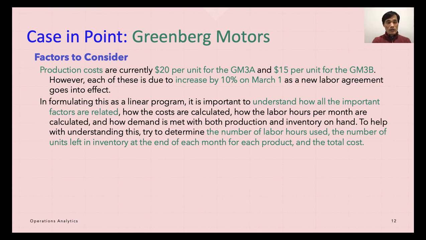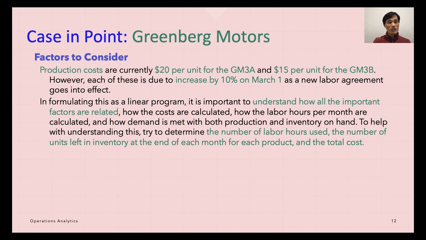And 2 more factors to consider here. Production costs are currently $20 per unit for GM3A and $15 per unit for the GM3B. And the cost will increase by 10% in March. That's another thing to consider.